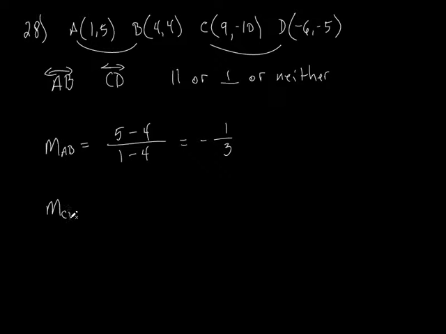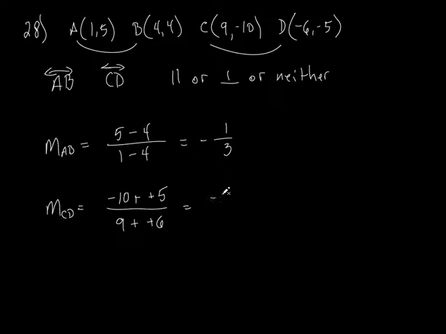So the slope of CD. Do the same thing. Change in y, so it's negative 10 minus what? Not just 5, minus negative 5, which will be a plus, won't it? And then we do the x. Remember, the y goes first, and then the x. So that's 9 minus negative 6, and that goes to a plus.